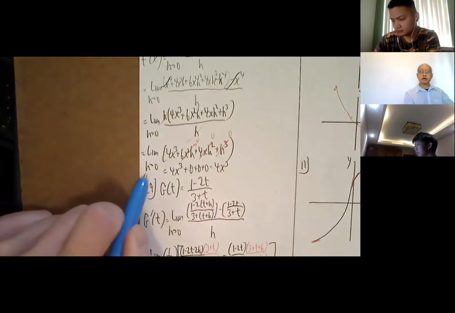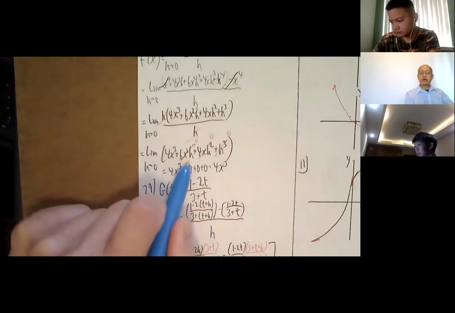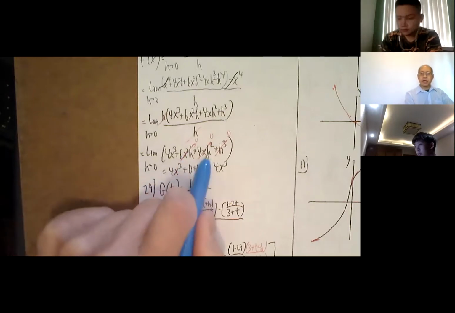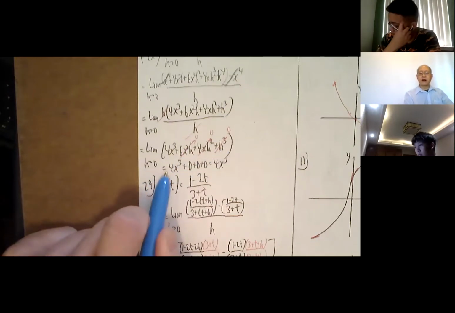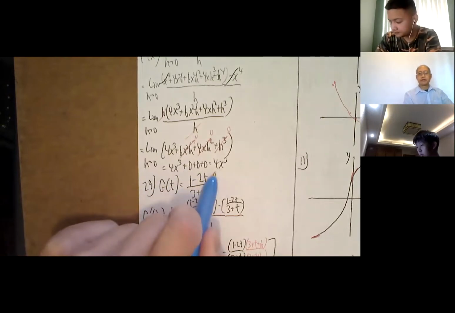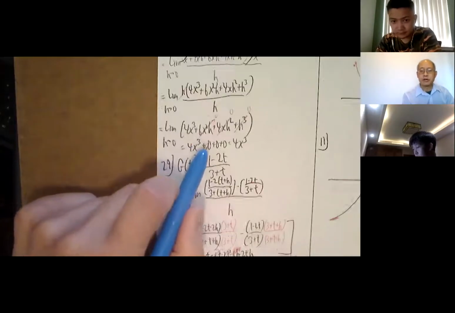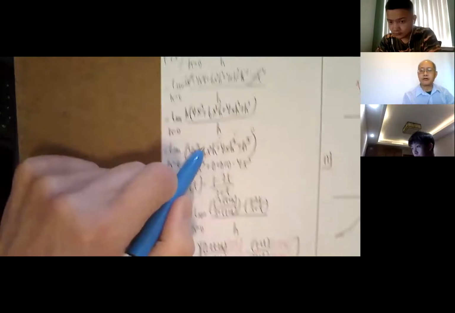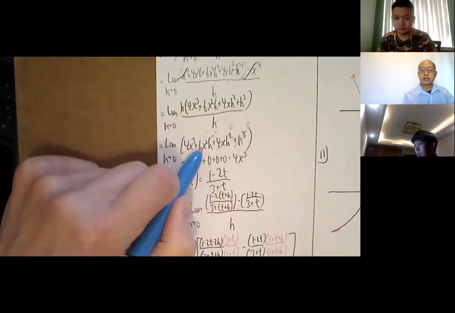Now I plug in 0. Everywhere you see h, 0, so that's 0, that's 0, that's 0. So final answer, 4x^3 plus 0 plus 0 plus 0, 4x^3. Okay, and for those of you that know the shortcut, yes, that does work. But again, don't do that now. You have to show me all of this stuff on this week's exam.